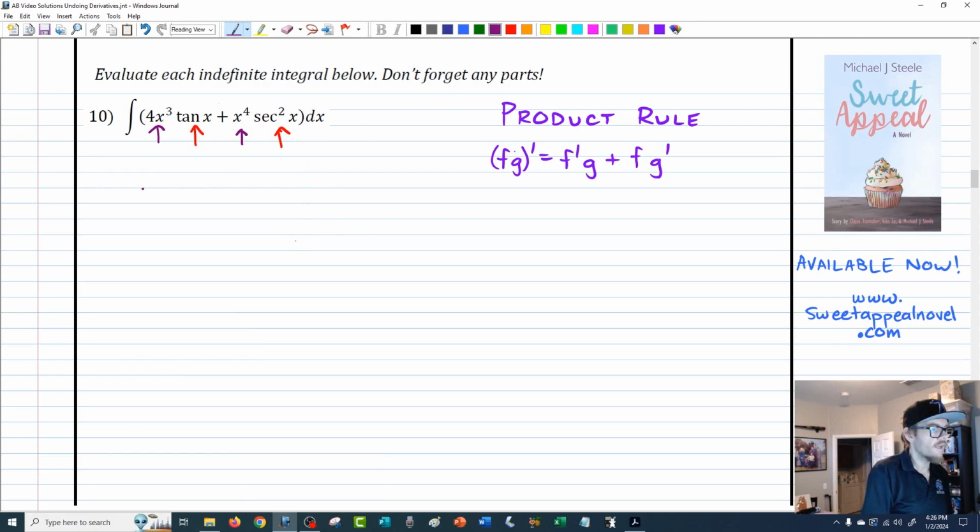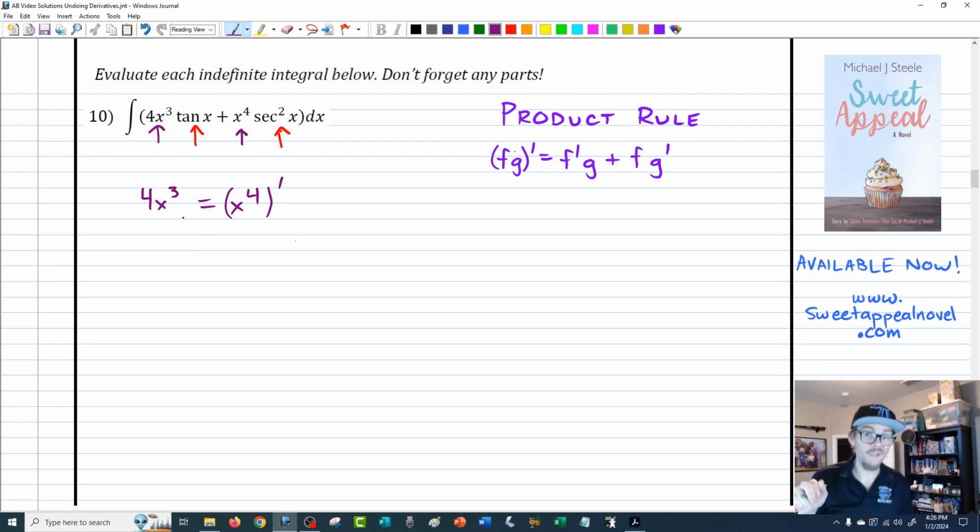If we look at this, we have 4x to the 3rd and we have x to the 4th. Well, do we know a relationship there? Yeah. The derivative of x to the 4th is equal to 4x cubed. Exactly equal, by the way, too. Not even just, oh, well, it's part way there. Oh, if x equals 7, no, it's exactly equal. And likewise, we have the same relationship over there.